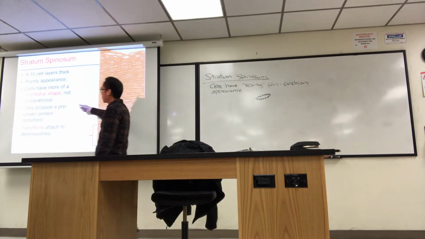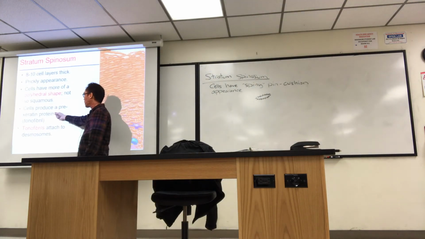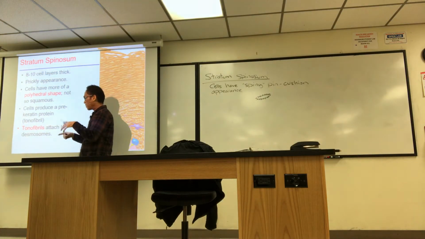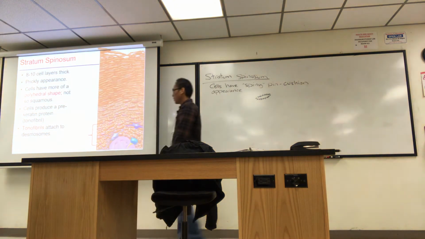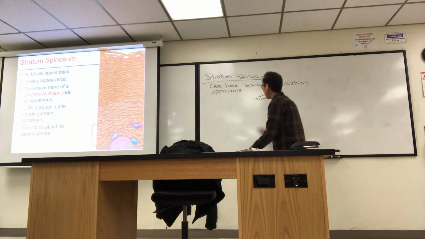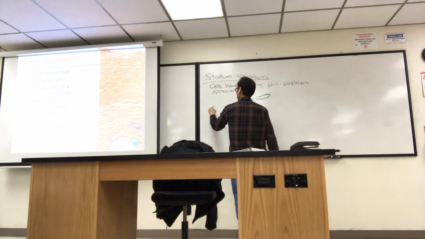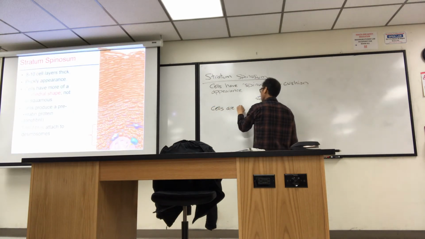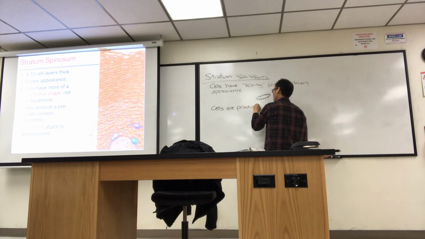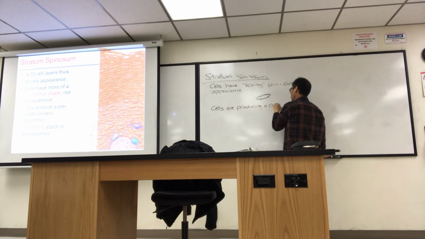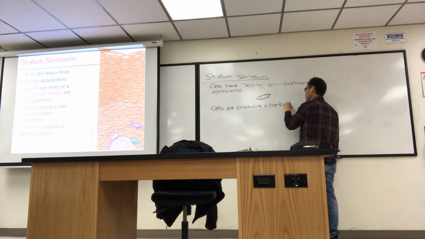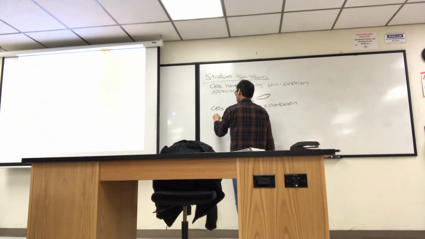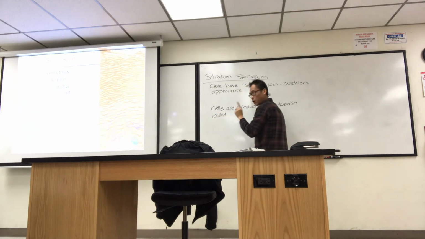They're not quite squamous, with a polyhedral shape. They're producing this pre-keratin protein called tonofibrils, and that's kind of what's giving it its spiky appearance. They attach to desmosomes, so they have this pincushion appearance. So the cells are producing pre-keratin called tonofibrils.